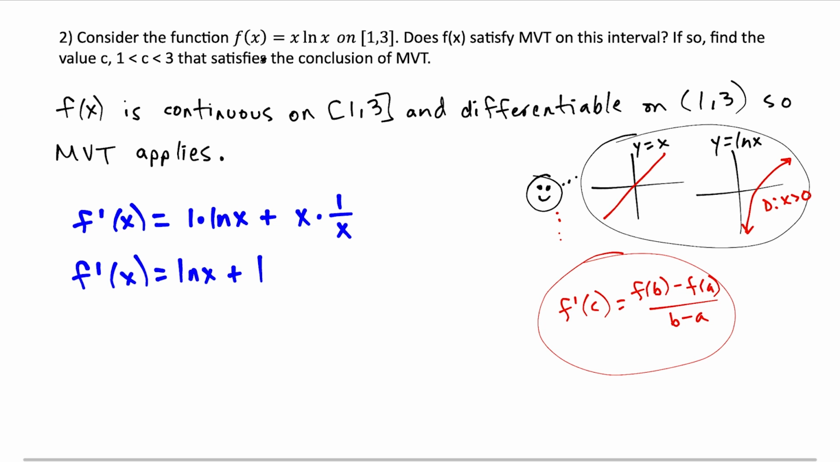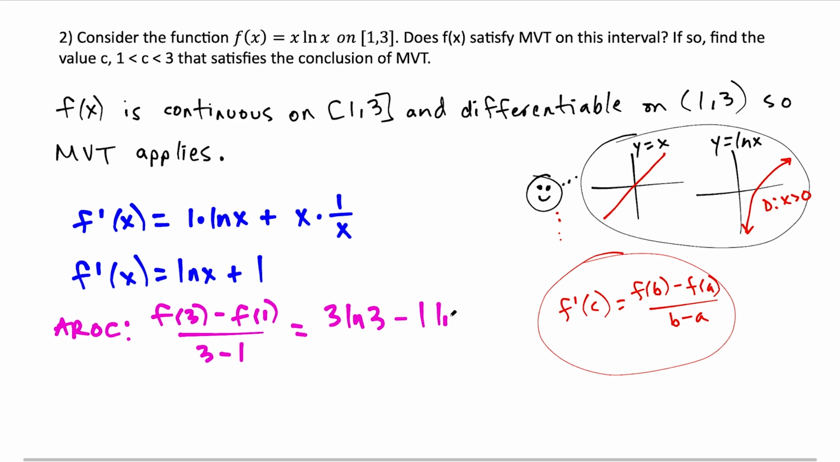And now the next thing we could find is the average rate of change of f of x from 1 to 3. So I'm going to say here the average rate of change we're going to find by doing f of 3 minus f of 1 over 3 minus 1. So now we just plug into the original function here to find these values. So f of 3 is 3 natural log 3. And we're subtracting 1 times natural log 1 and dividing by 3 minus 1, which is 2.